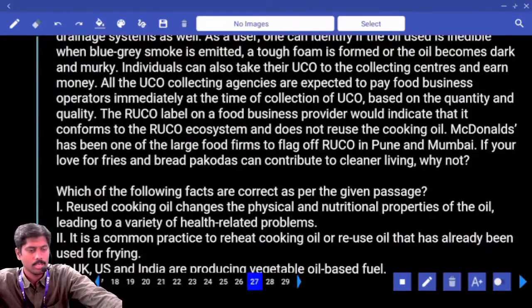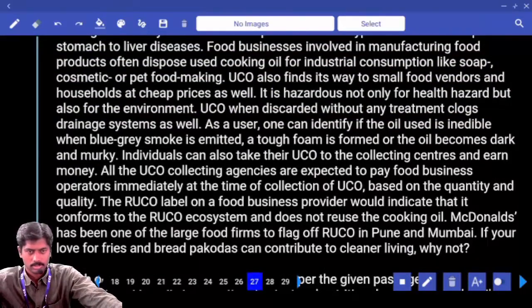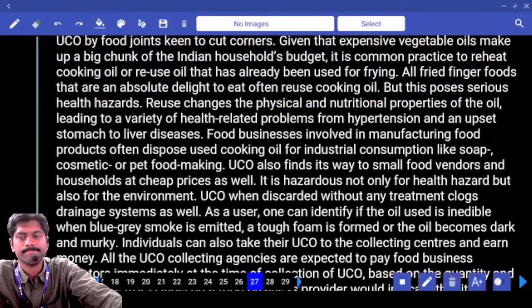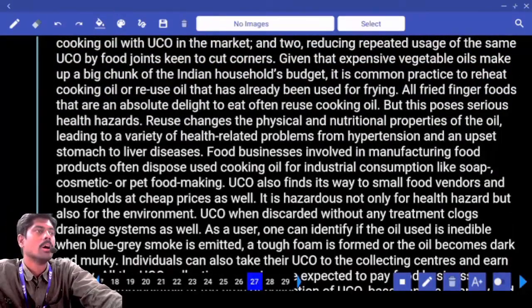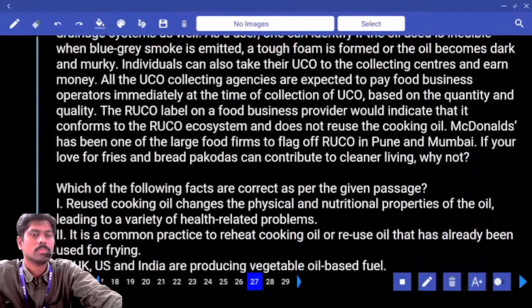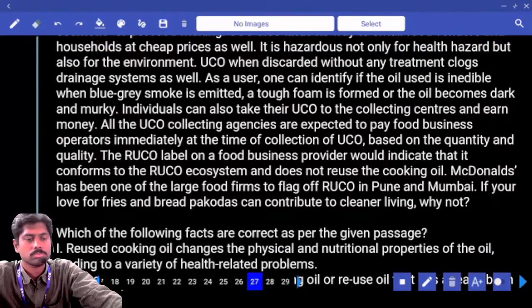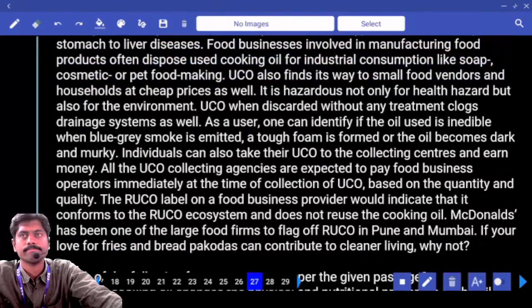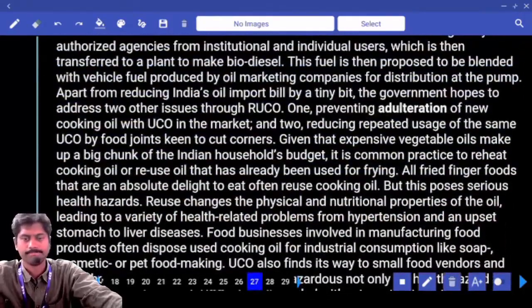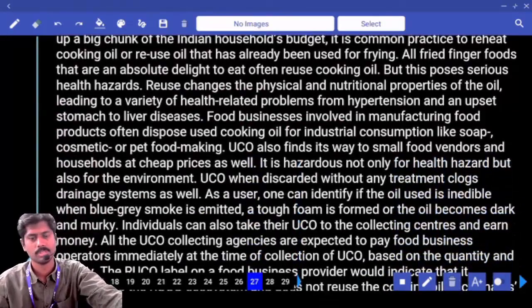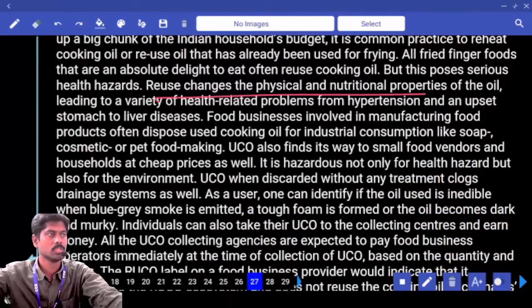Where is reused cooking oil? Below? Can you be louder, please? Below? From bottom? Below adulterated, okay. Adulteration. Here only, below this? I did not find it. This only reuse. This one?